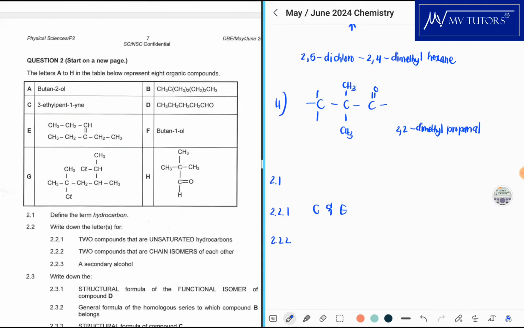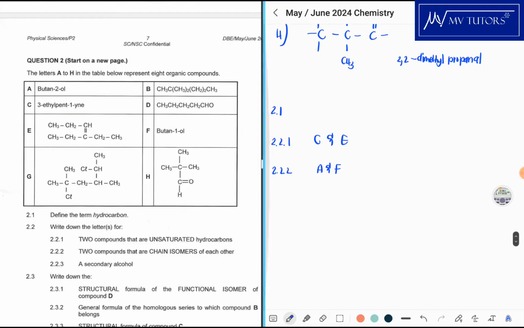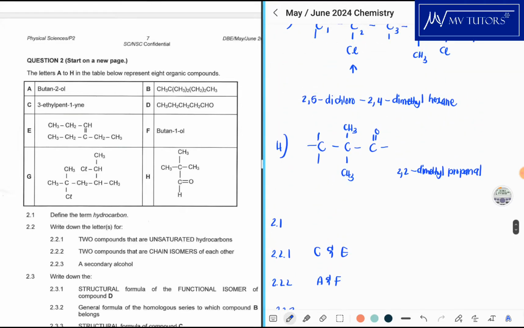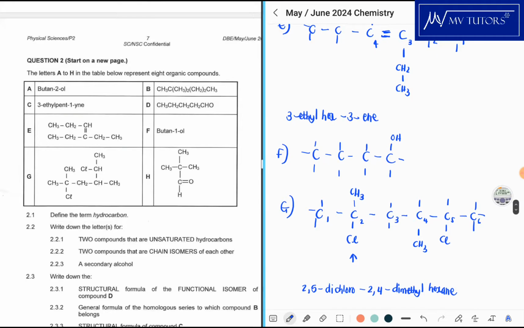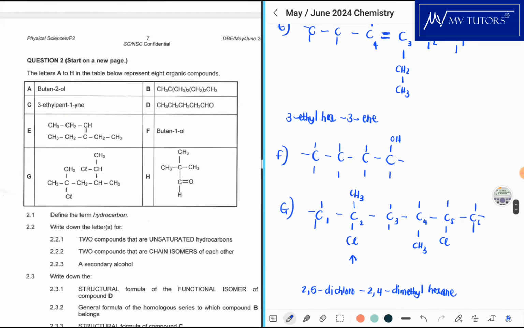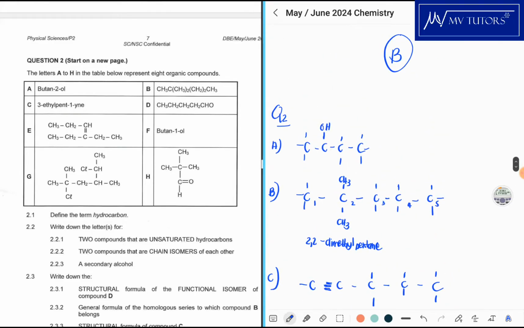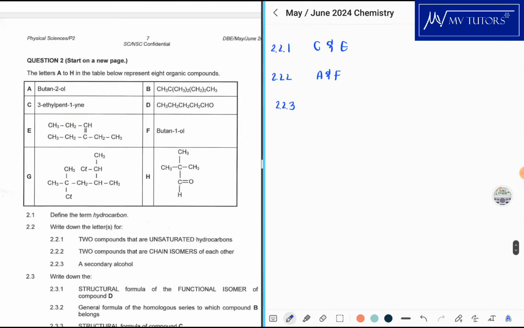2.2.2: A and F. Okay, and then 2.2.3, a secondary alcohol. So it's going to be between A and F. F, we can see, is a primary alcohol, because this carbon is only attached to one other carbon. A, we can see this carbon is attached to 2 other carbons. So that's going to be A.